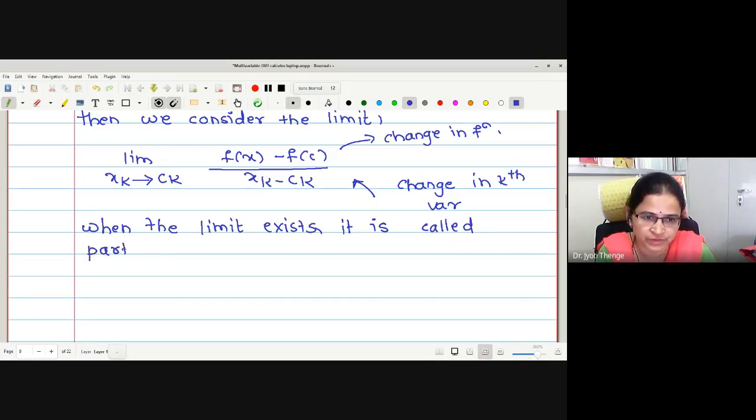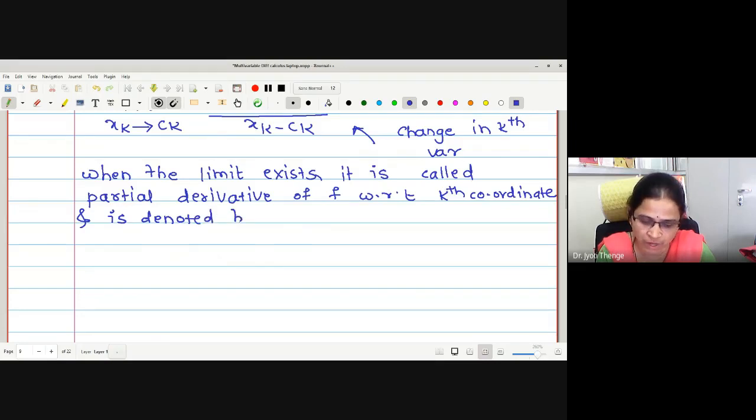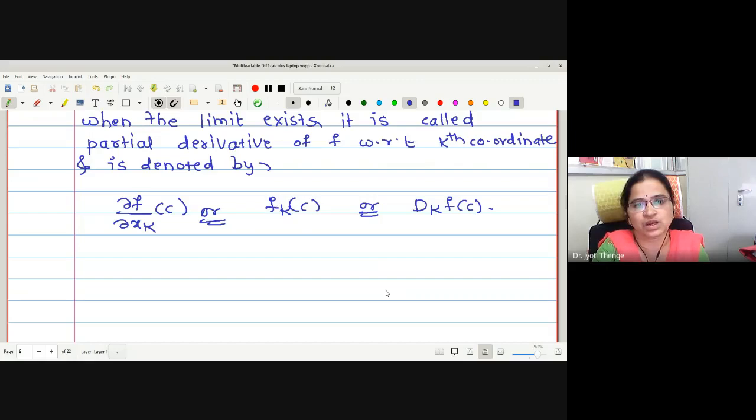When the limit exists, it is called the partial derivative of f with respect to the kth coordinate or kth variable, and is denoted by one symbol familiar to us. This is dou f by dou xk at the point c, or this is also written as fk at the point c, or this is also written as Dk f at the point c.